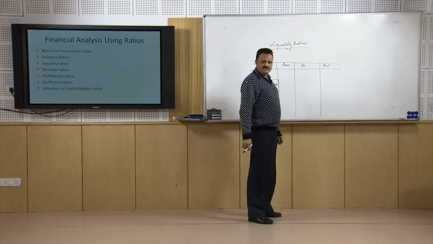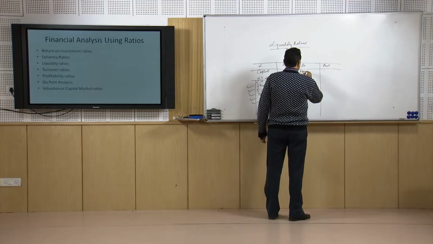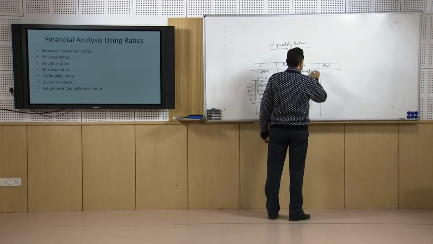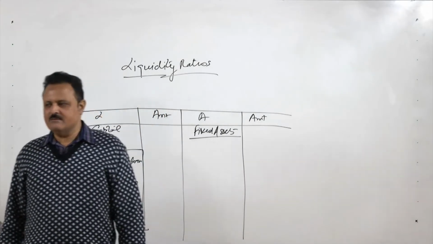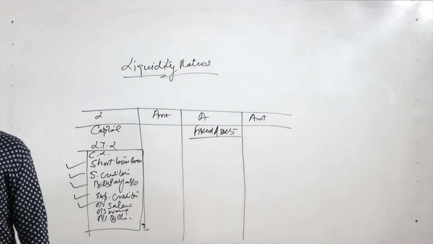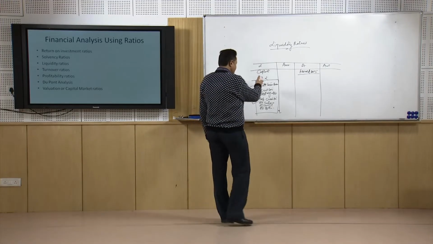Now from where will the liquidity come? Say here you talk about the fixed assets. Here we have the fixed assets, and if you talk about fixed assets, we have the land, buildings, plant, machinery, furniture, fittings and many other kinds of things. So these things cannot be sold to repay these current liabilities.